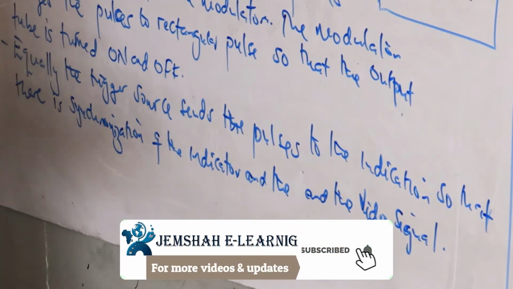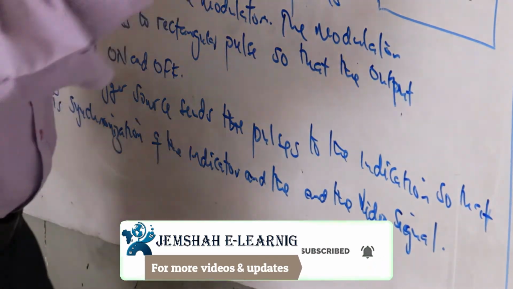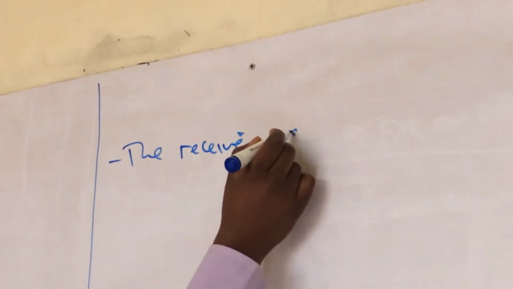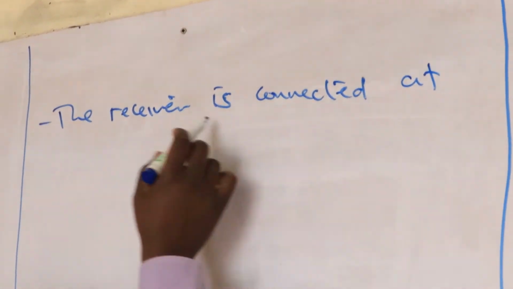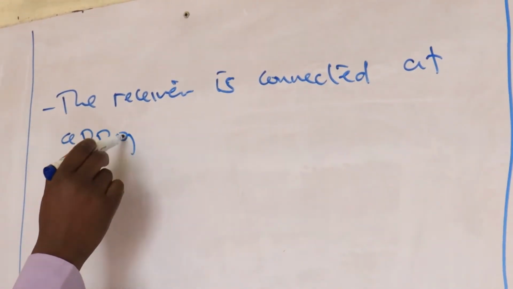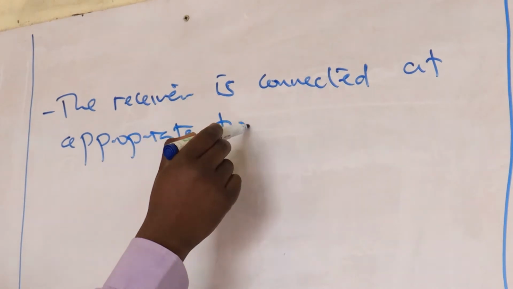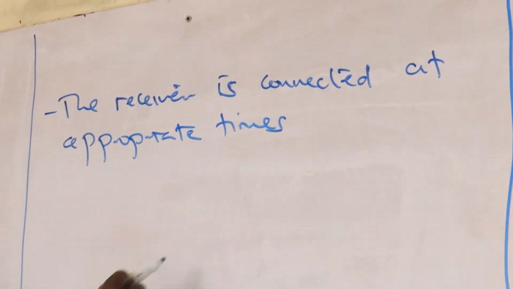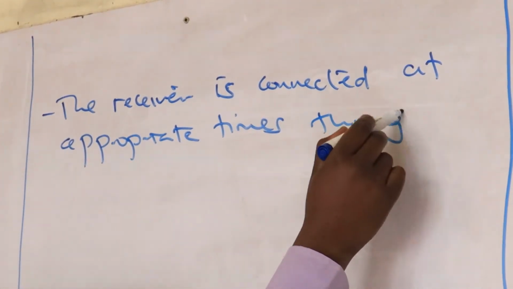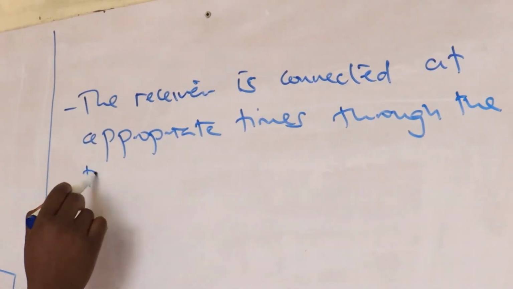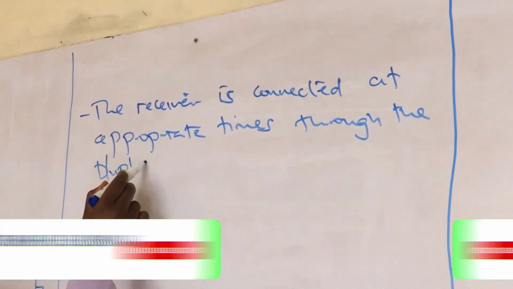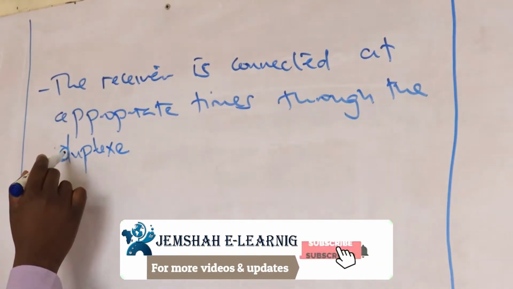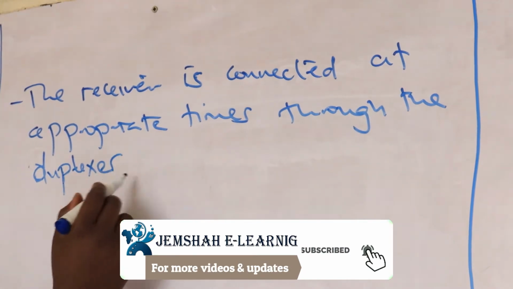Another thing you need to know is that the receiver is connected at appropriate times through the duplexer.